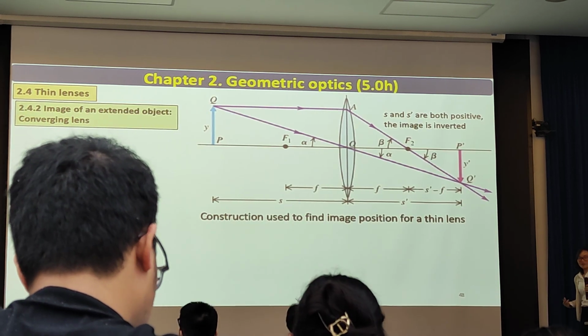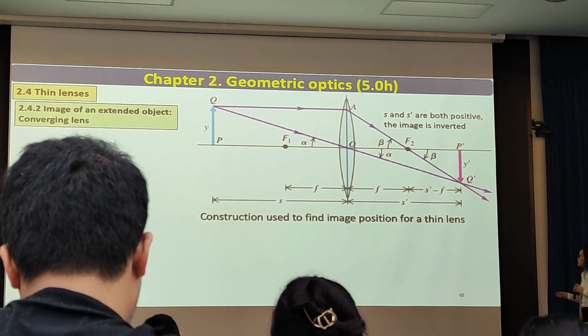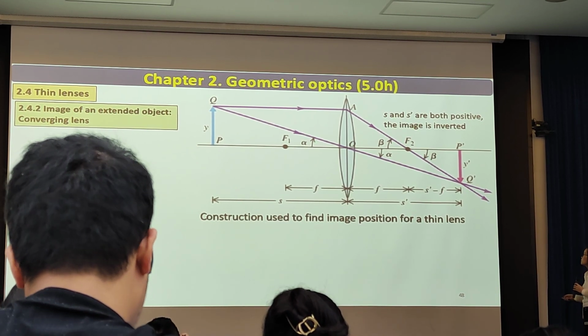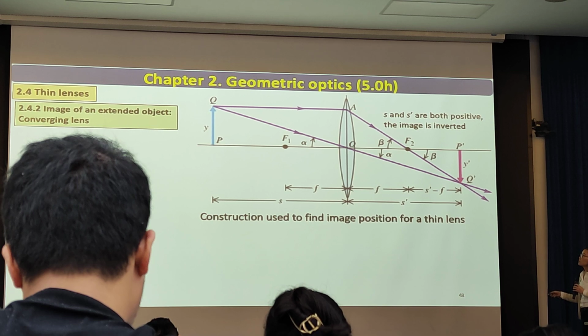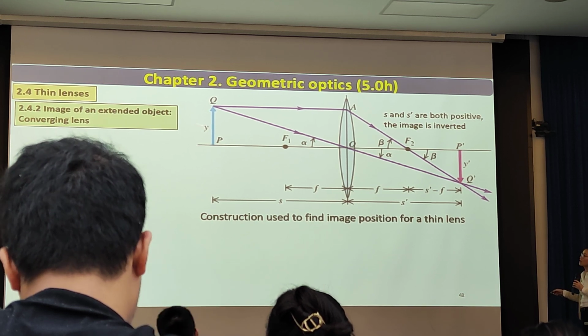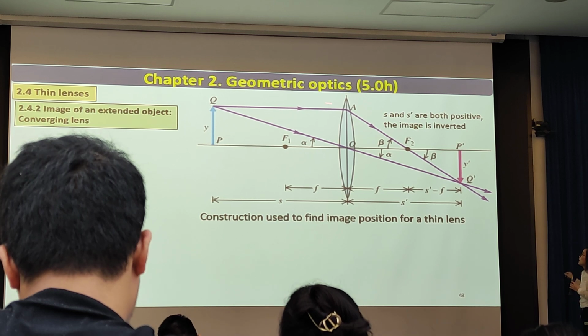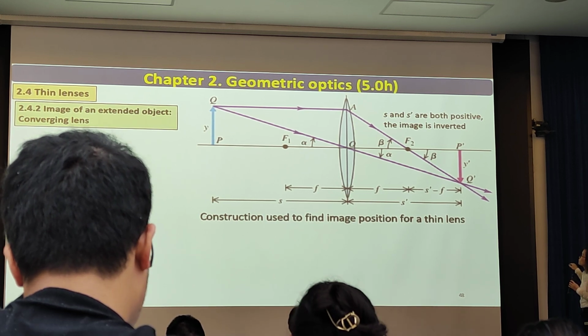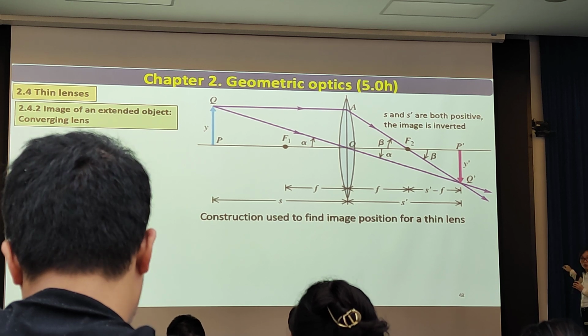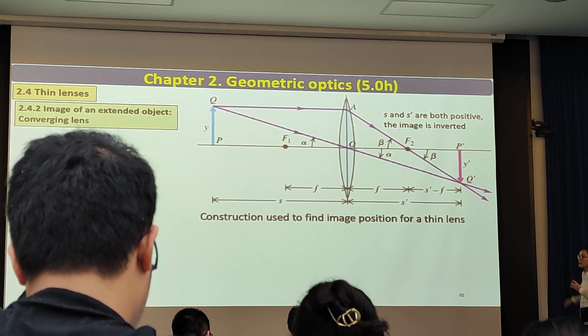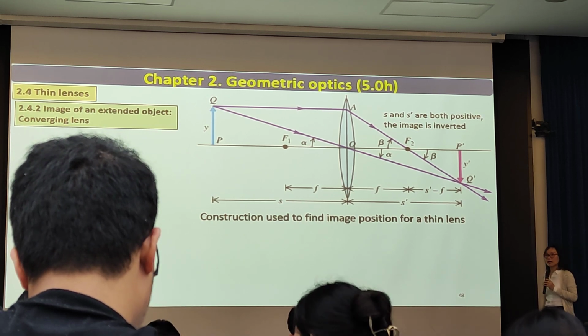And for sure, our task is to find the image. So we need to find the image position. We have PQ, an extended object with a height. And you have here the converging lens. And O, as I told you, the center of the lens, will be denoted as O.